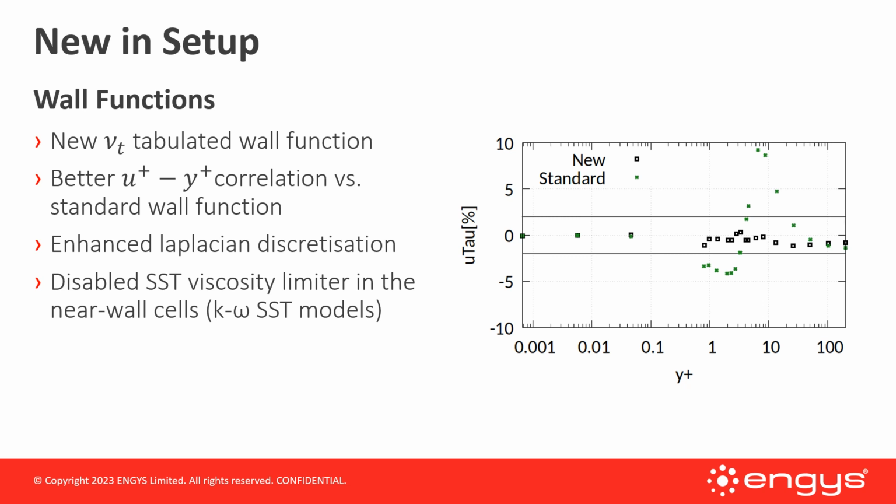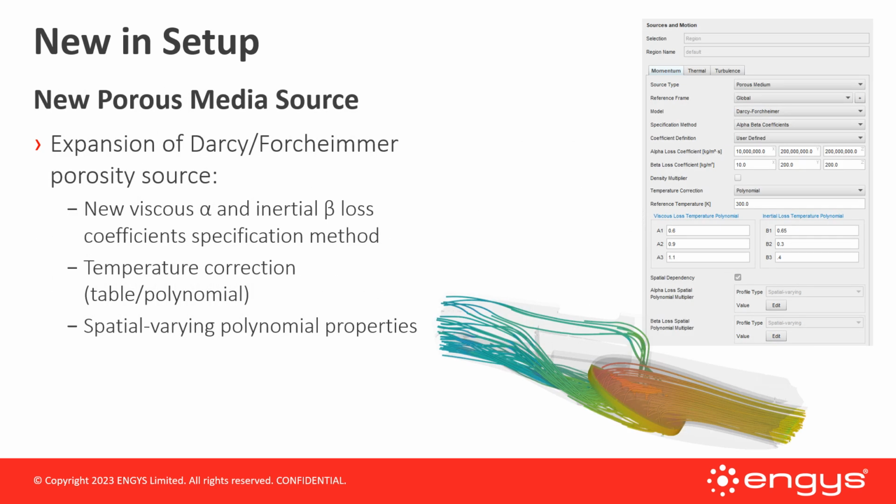Lastly, the limiter in the code implementation of the k-omega SST model acts in all cells, but it should not be applied in the first near-wall cell, which is explicitly defined by the wall function, therefore being disabled in Helix version 4. The Darcy-Forchheimer porosity source now allows for the specification of a spatially varying multiplier that can be applied to the porosity coefficients. The porosity coefficients can also be specified as temperature dependent.